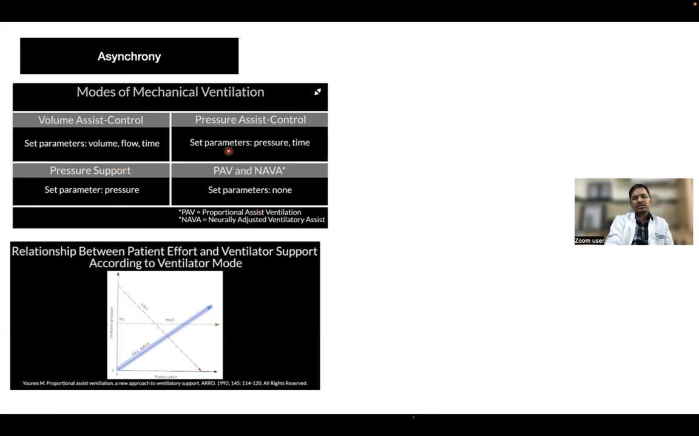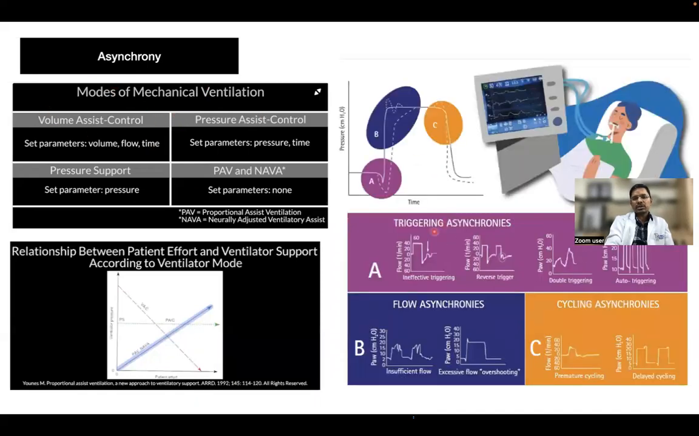But in the newer ventilation, called proportional assisted ventilation and NAVA, we don't set any parameter. So whenever we control more, we see more asynchrony. And so in volume assist control, the maximum asynchrony happens. There are various asynchronies at the initiation, at the limit, as well as the completion. They are called trigger asynchrony, flow asynchrony. We need a detailed discussion about that in the next class.